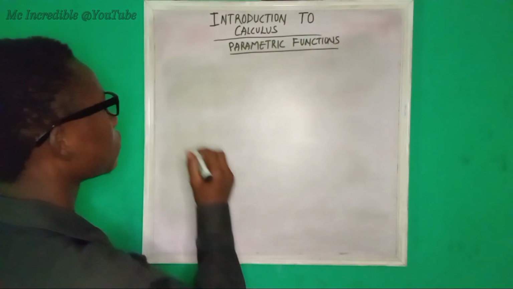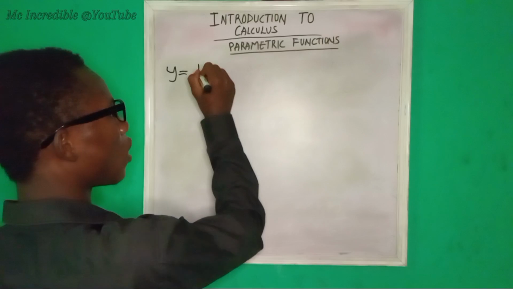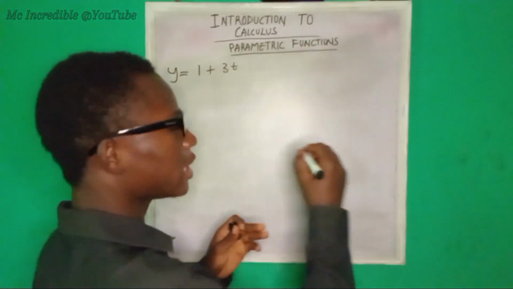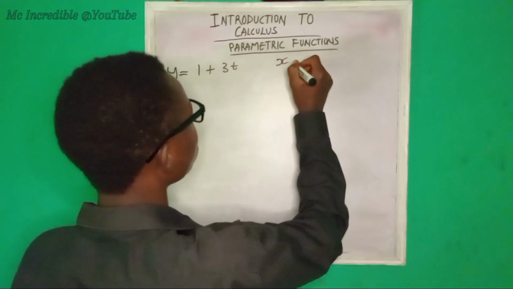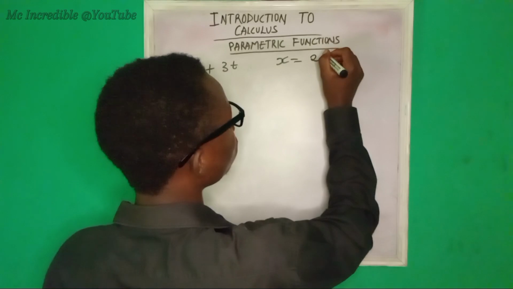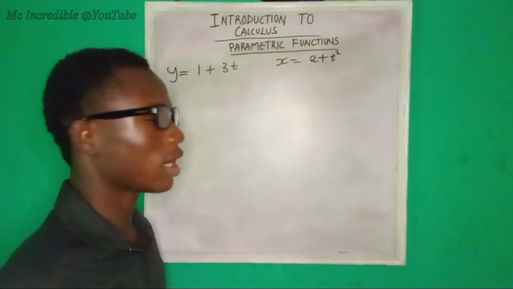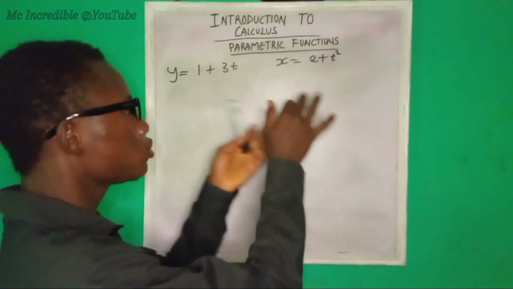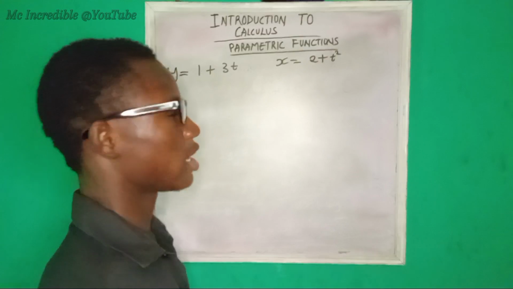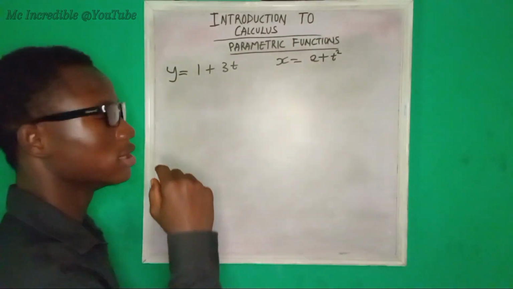For example, we have y. y is equal to something like 1 plus 3t. And then I'll give us another equation, like x. x is equal to 2 plus t squared, which are two equations. Now, what these two equations have in common is that they both have t as their variable. They are both a function of t. x is a function of t and y is a function of t.